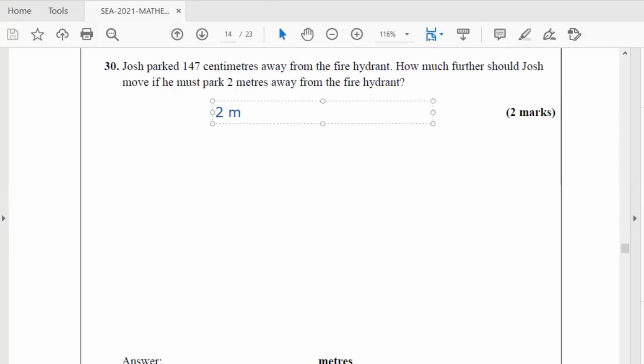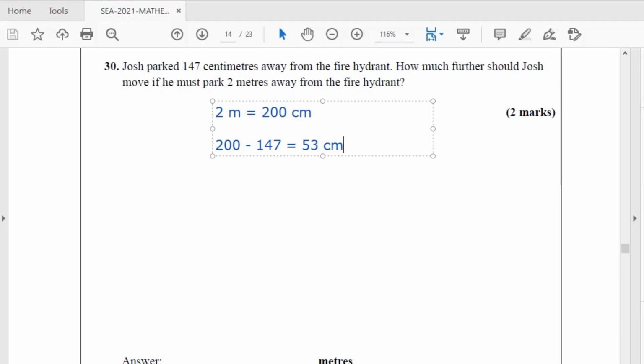And we must recall that there are 100 centimeters in a meter. So 2 meters, therefore, is equal to 200 centimeters. And now, to determine how much more he must move to get to 200 centimeters away, we're going to subtract 147 from 200, and that is going to leave me with 53 centimeters. All right, 53 centimeters.